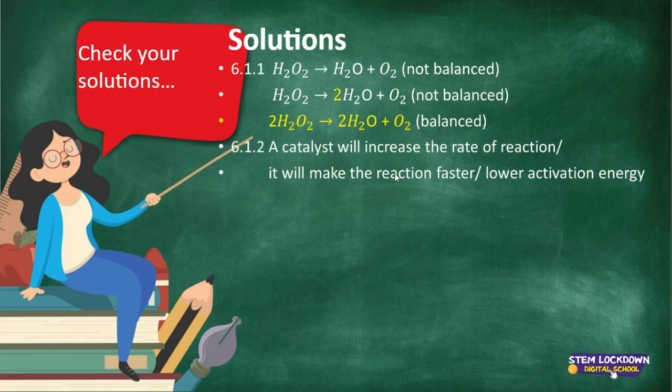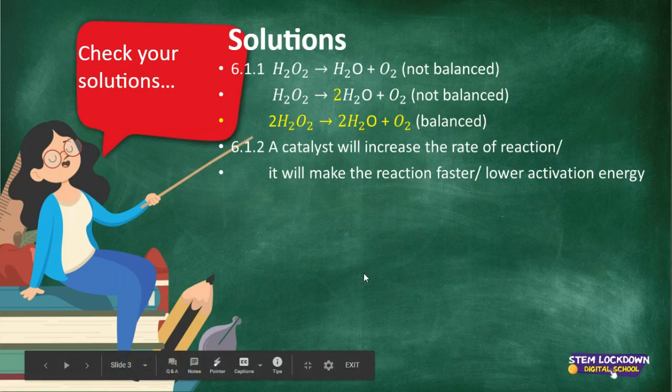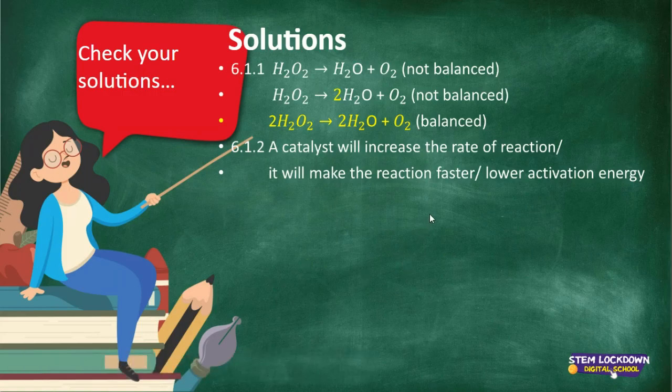And then you are asked, what is the role of the catalyst? The role of the catalyst is to increase the rate of the reaction, or to make the reaction faster. But more importantly, it makes the reaction faster by lowering the activation energy. It makes the activation energy lower. You will see in the next coming lesson, we'll be talking a lot about activation energy.